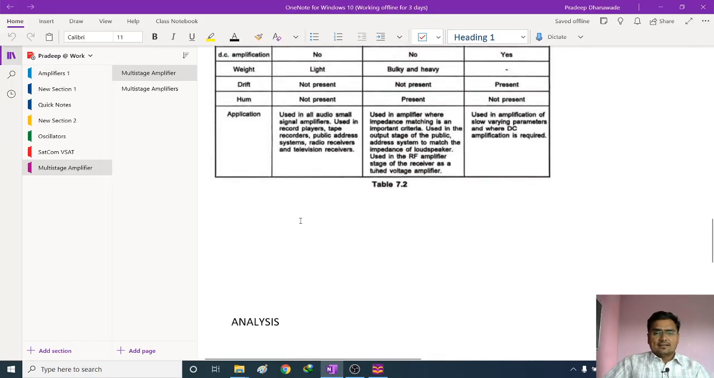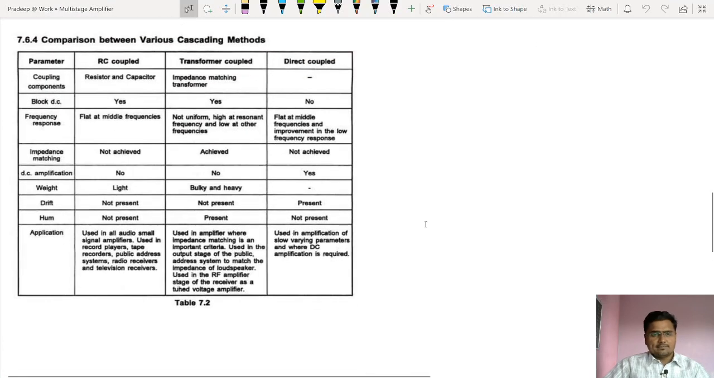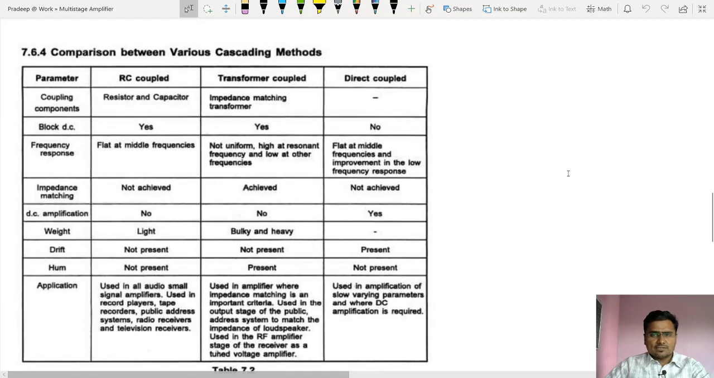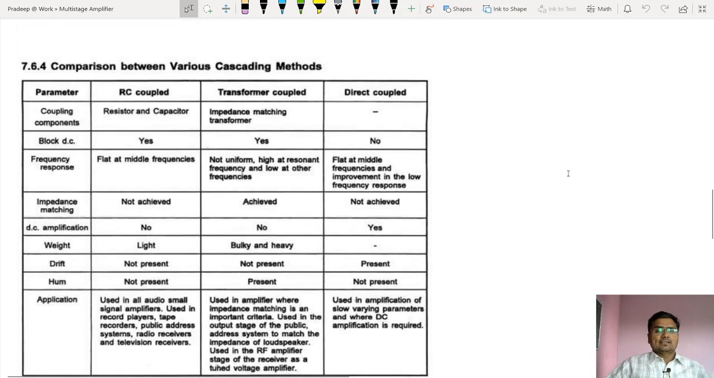So let us have something before that. Here I hope that table is visible. Here I am showing a comparison. Let me zoom that so that everybody can see. Is there any facility to zoom? Yes, there is a facility, but it is not happening. It's quite okay. Now look at this. Here the table shows a clear comparison for RC coupled, transformer coupled and direct coupled. I'll share the notes, and in those things will be clearly visible.